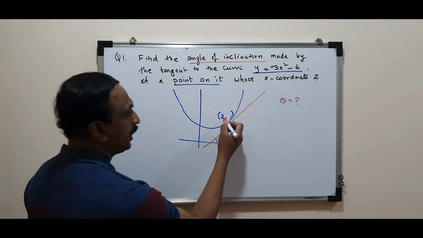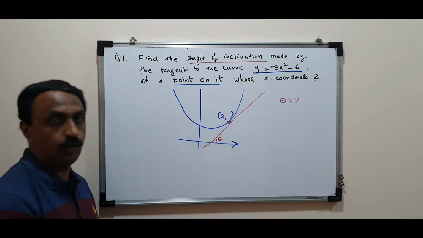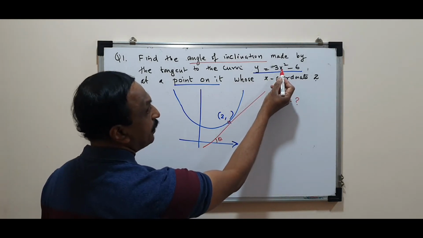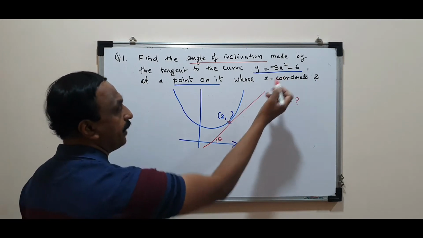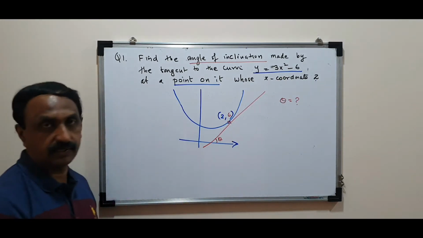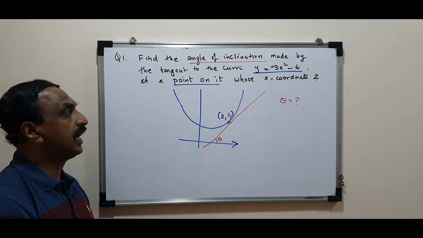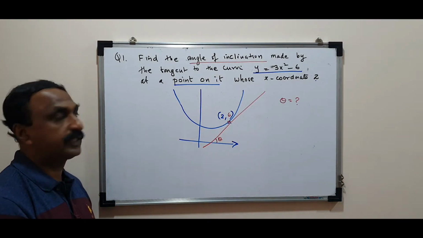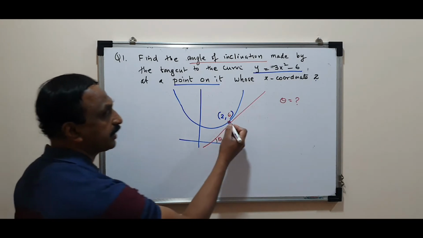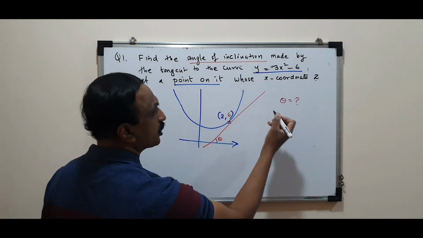First of all, if x coordinate is 2, how much will be the y coordinate? You can replace x by 2 here, 4, 4 into 3, 12, 12 minus 6. So y coordinate is 6. It's not necessary, I've just calculated it. So first point is, I need to find out the slope of the tangent. We have learned how to find the slope of the tangent at the point. What we must do?